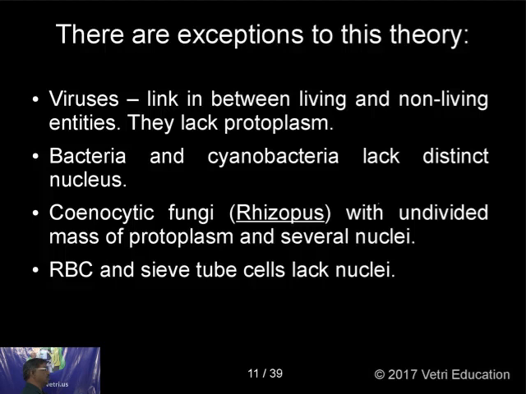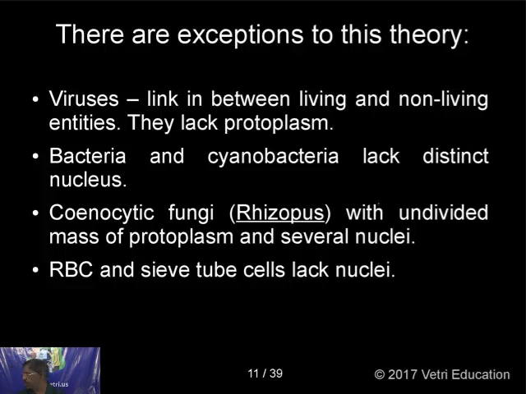Another exception is bacteria and cyanobacteria. Cyanobacteria, nothing but blue-green algae, lack a distinct nucleus, no nuclear membrane. And coenocytic fungi like Rhizopus have an undivided mass of protoplasm with many nuclei inside. So this is a multinucleate condition that is called coenocytic condition, which you can find in Rhizopus and Mucor.